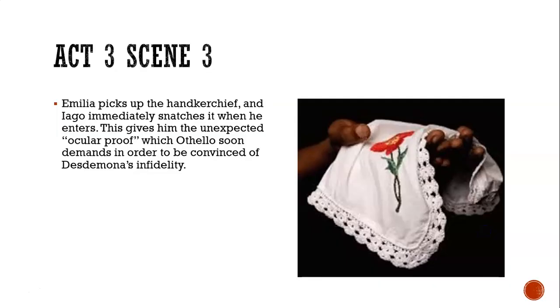So then Emilia, his wife, picks up the handkerchief when Desdemona drops it. And as soon as Iago realizes that she has it, he immediately takes it from her. And this is what is going to give him that sort of unexpected ocular proof. Ocular proof is what Shakespeare will call it, and Othello will call it. Ocular proof is simply proof with the eyes. It's the idea of empirical proof, right? And Othello will soon demand this in order to be convinced of Desdemona's infidelity.